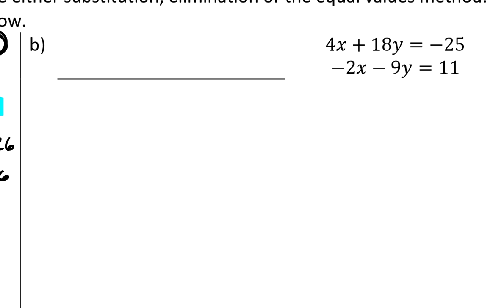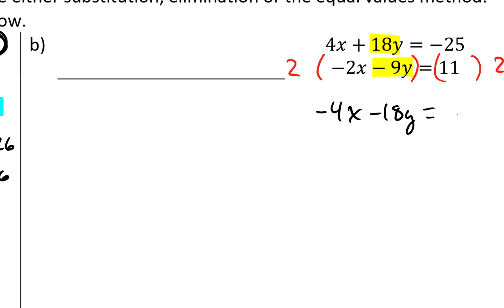On this next problem, some interesting things happen. I'm going to go ahead and use the elimination method, and I am going to multiply through this second equation by the number 2. And the reason why I'm selecting 2 is that then this will give me a positive 18y and a negative 18y. Those will become opposites of each other. So let's rewrite this equation. It's going to become negative 4x minus 18y equals the number 22. And I'll go ahead and rewrite the first equation up there. It was a positive 4x plus 18y equals negative 25.